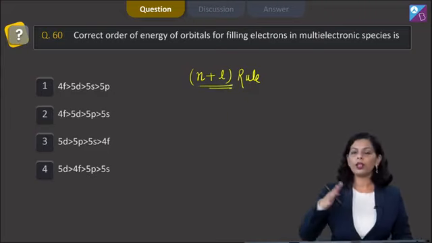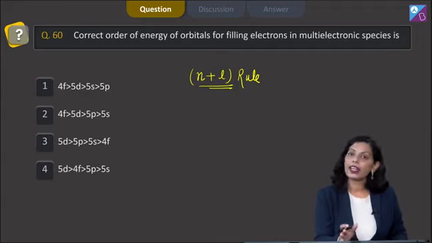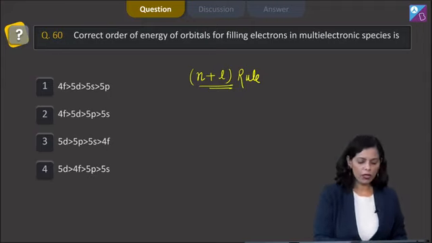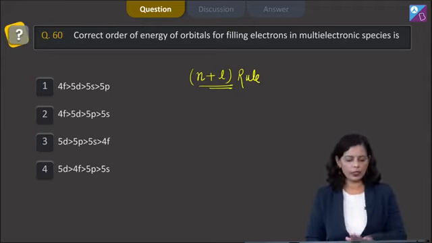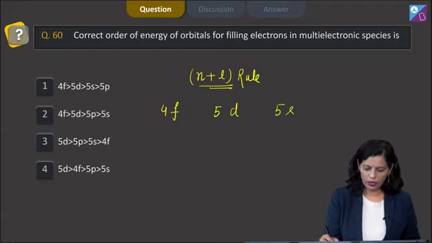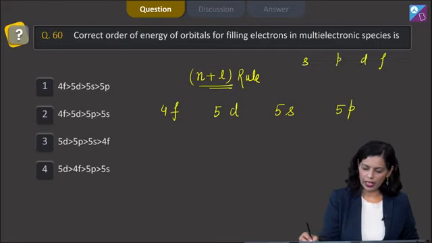So to find out the energy of the orbital, you have to just add the value of n and l. These are the quantum numbers, principal quantum number and azimuthal quantum number. Getting it? So, one by one for each of these orbitals you can just consider. Here the orbitals which are given are 4f, 5d, 5s and 5p. Okay. And I am writing here for s, p, d and f, the value of l is 0, 1, 2 and 3.